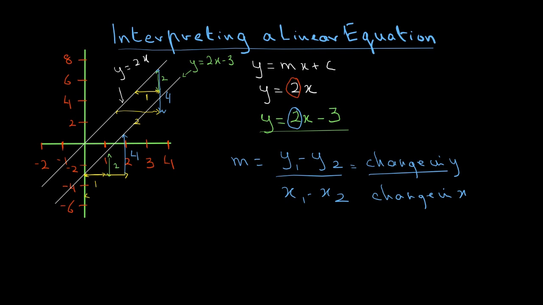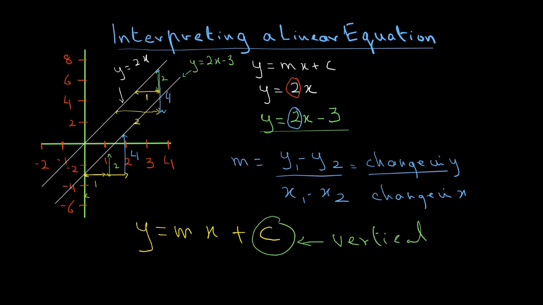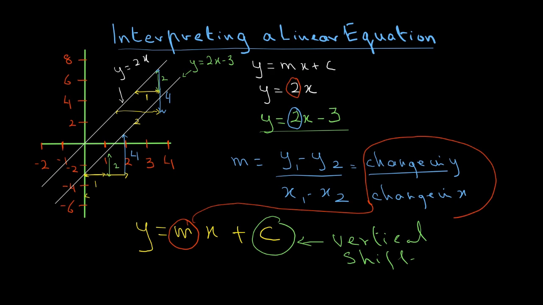So now we want to interpret this line. If you have a line y is equal to mx plus c, c is going to represent the vertical shift. It could be positive or negative. And m is going to be the ratio of the change in y to the change in x. That's an interpretation that's going to be important as we try to solve problems.